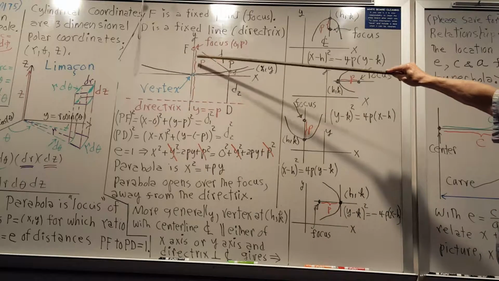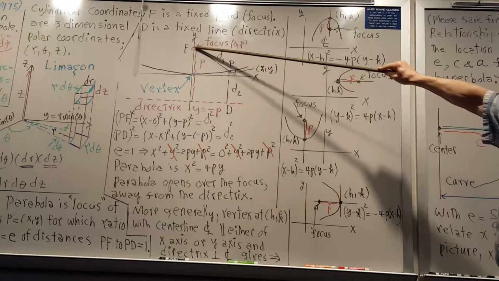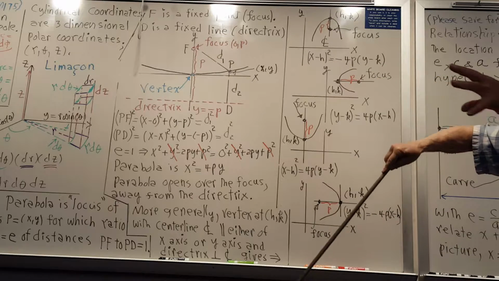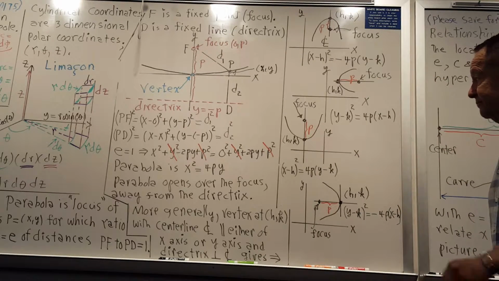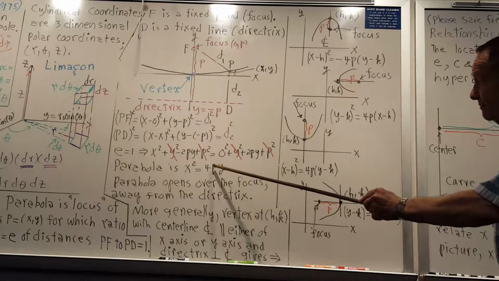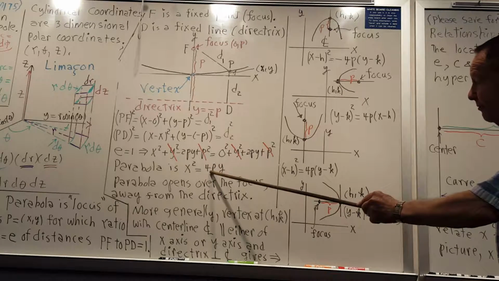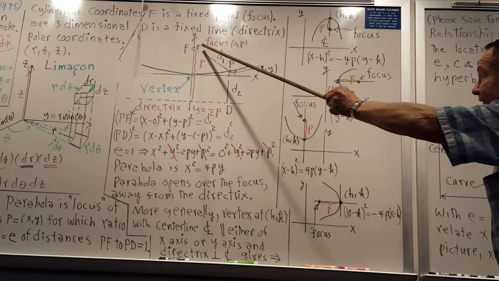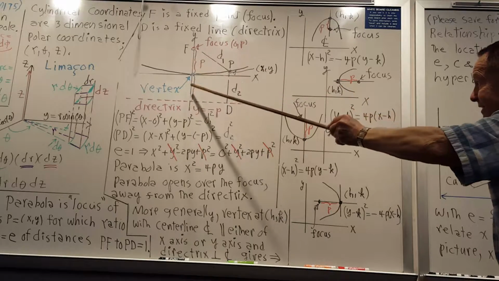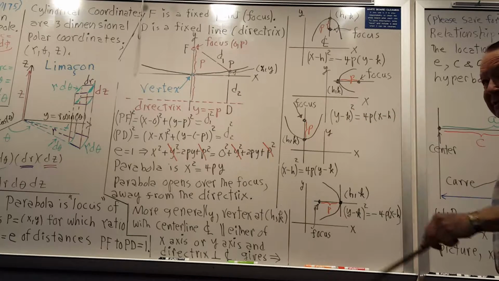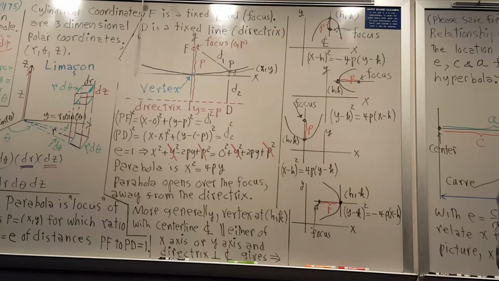The parabola always opens over the focus. The focus is inside the figure. And the coefficient on the y is 4 times the distance either from the focus to the vertex or the directrix to the vertex, which are equal distances.